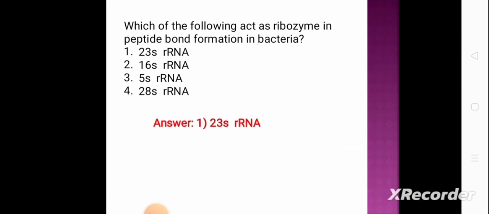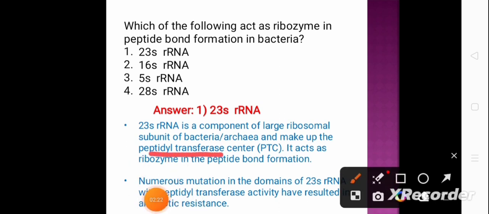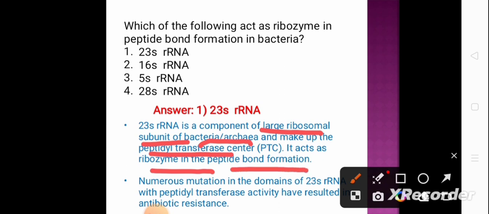Now the correct answer is option 1, that is 23S rRNA. 23S rRNA is a component of the large ribosomal subunit of bacteria and archaea and makes up the peptidyl transferase center. So this 23S rRNA acts as ribozyme in peptide bond formation.